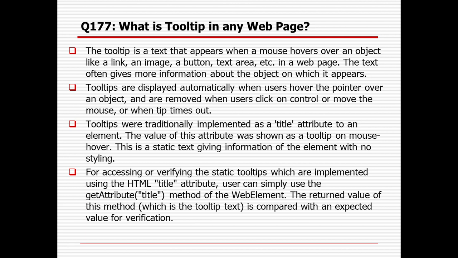Tooltips are displayed automatically when the user hovers the pointer over an object and are removed when the user clicks on the control, moves the mouse, or when the tip times out. Whenever you mouse hover over an element, the text will be visible, and if you move the mouse away from that element, the text will vanish and no longer be displayed. Tooltips were traditionally implemented as a title attribute on an element. The value of this attribute was shown as a tooltip on mouse over. This is static text giving information about the element with no styling.